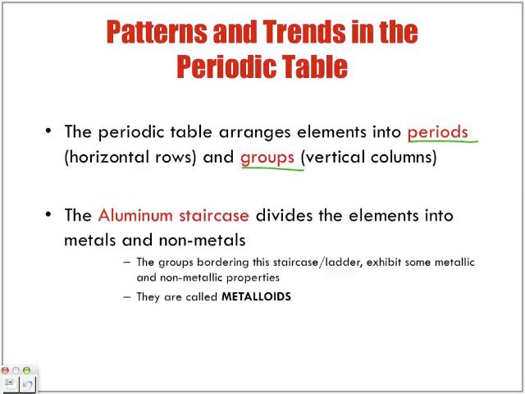Now, I introduced you to the aluminum staircase in the previous chapter, and we talked about how the aluminum staircase separates the elements into metals and non-metals, and that the elements bordering this staircase or ladder exhibit some metallic and non-metallic properties, which we call metalloids. These are the ones that pretty much lie along the borders of the aluminum staircase or ladder, whichever way you want to refer to it.